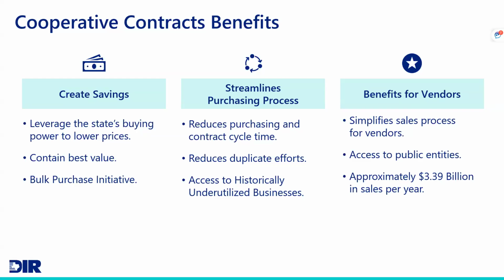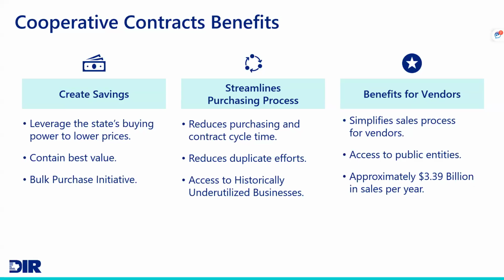There's also benefits for the DIR vendors. Again, it's on them to report to us once a month what they're selling on their DIR contracts, who they sold it to, at what price they sold it, what discount, and if they utilized any resellers or subcontractors. So our vendors report to us, and it simplifies that process for them as well. It also gives our vendors access to do business with public entities like state agencies, local governments, higher ed, school districts, and other eligible entities.